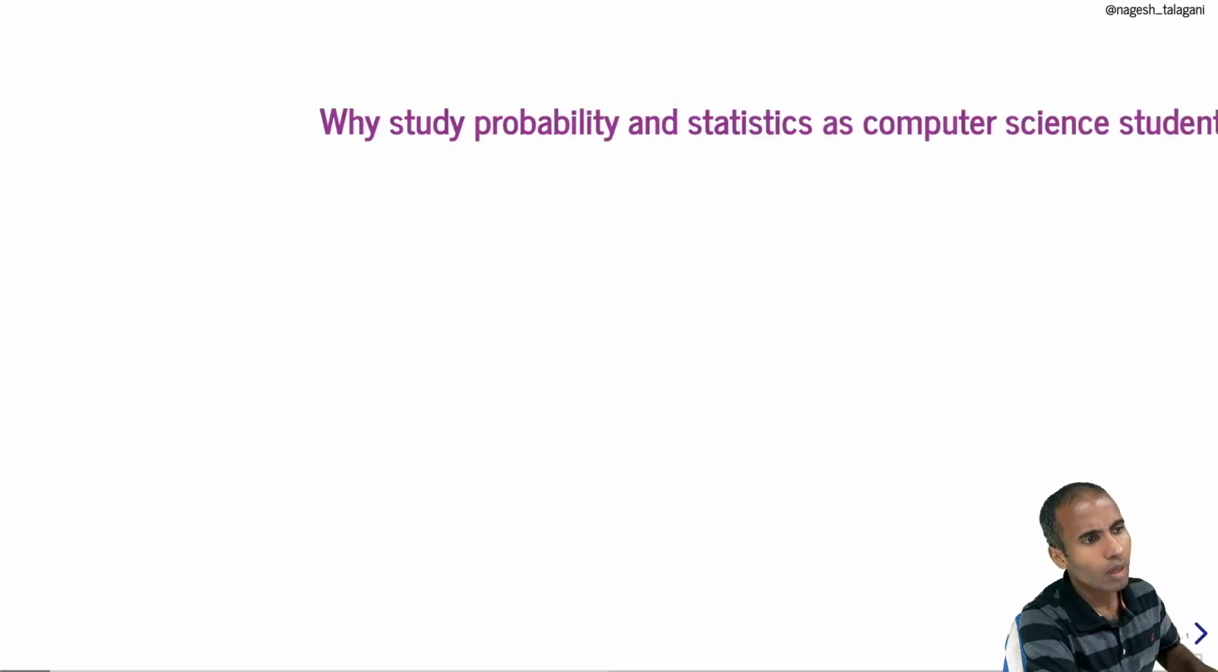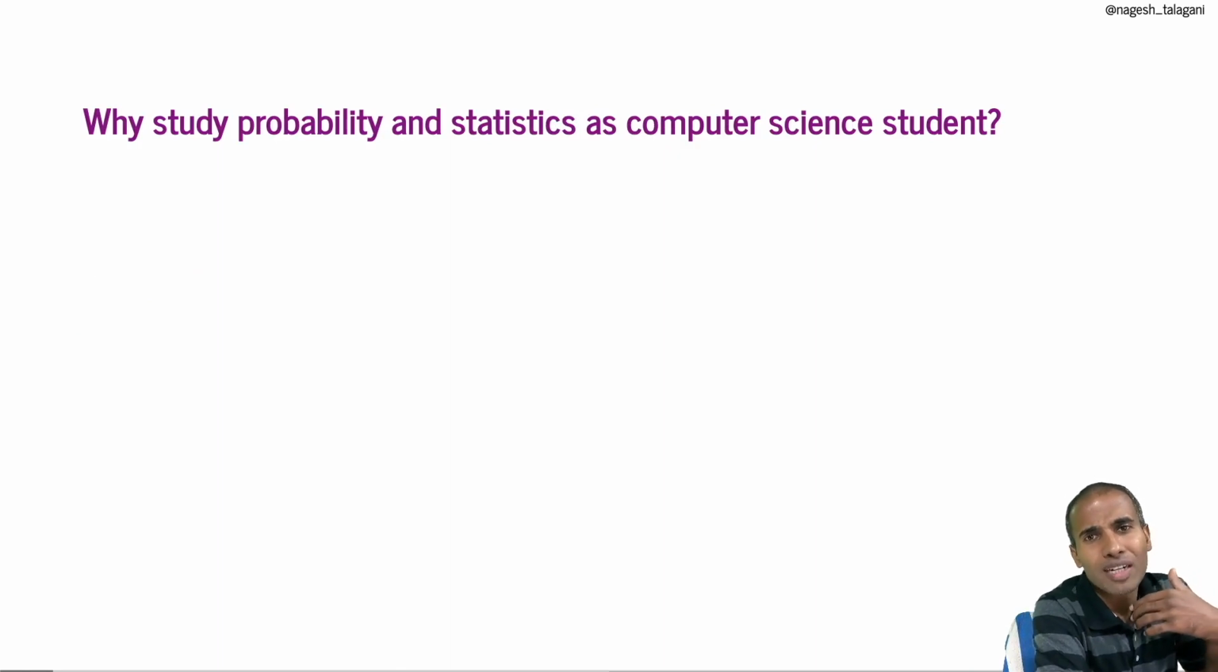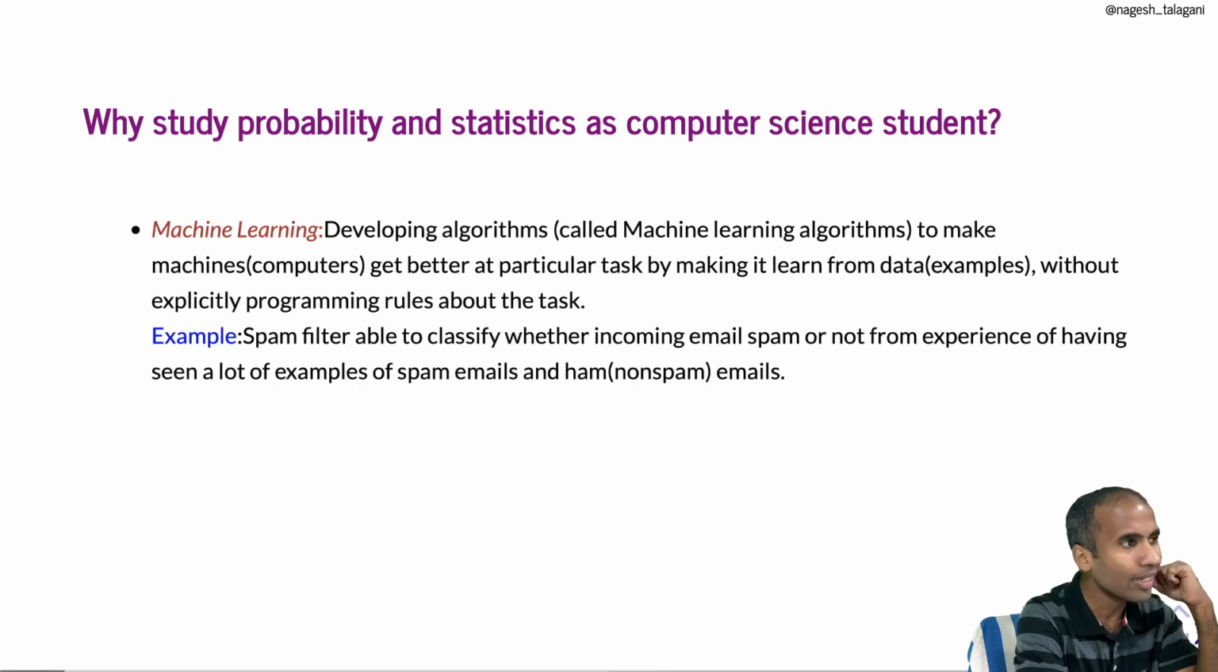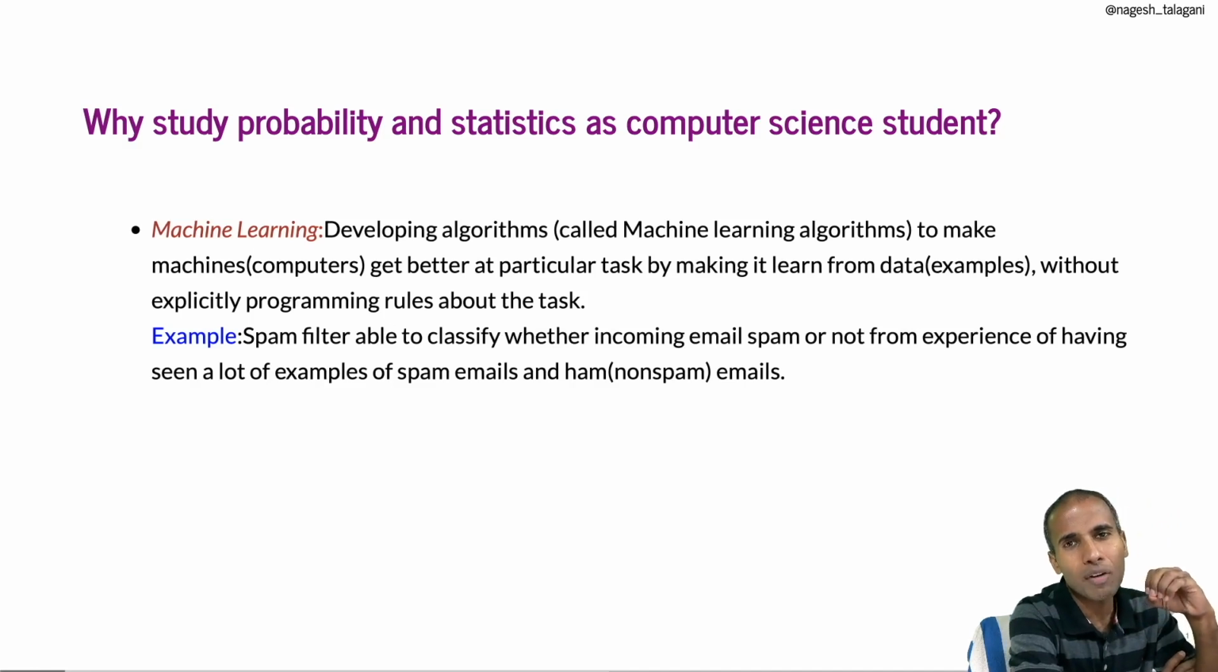Now, why study probability and statistics as a computer science student? At least I can give you two important areas in computer science where the subject is used very heavily. One area is machine learning, which is a subfield of artificial intelligence. This area is about developing algorithms to make computers better at particular tasks by making them learn from examples, data, without explicitly programming the rules about the task. It is a very powerful approach.